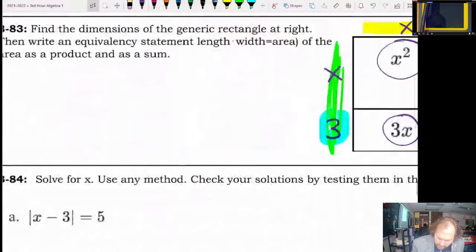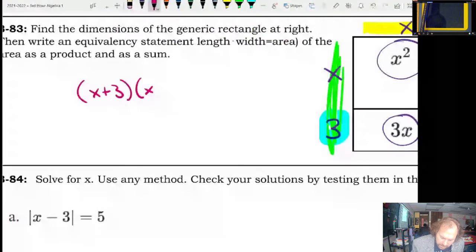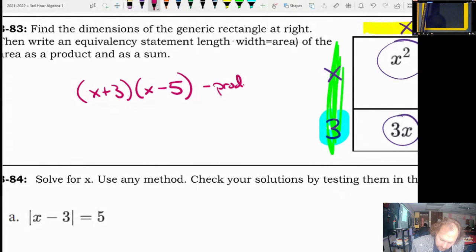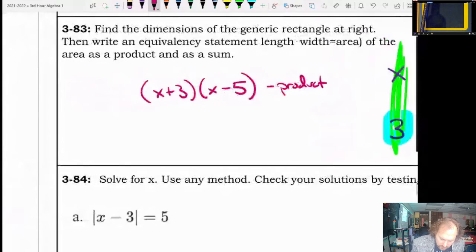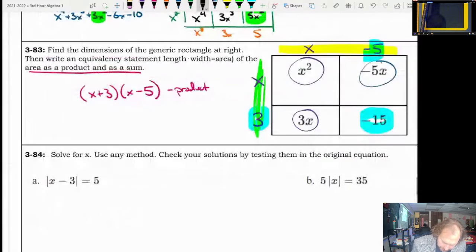You're going to have x plus 3 times x minus 5. Please make sure you've written that. There's your product. If you're reading the directions, what we have to do is write the area as a product and as a sum. That would be your product. And as a sum, it's going to be just adding the boxes together. x squared plus, minus 2x minus 15. Like that. That would be the sum.